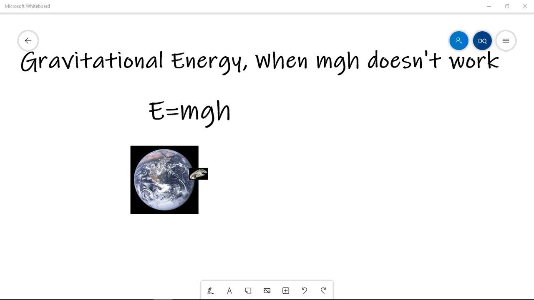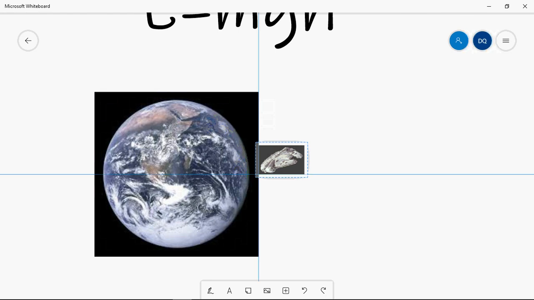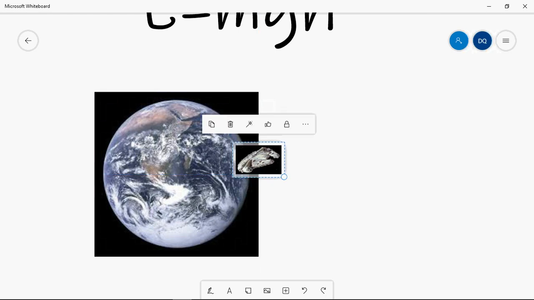Until now, we've calculated energy due to gravity as mgh. That's the mass of the body multiplied by 9.8 multiplied by the height it is above the Earth's surface. Now that works perfectly well as long as we have a body that is very close to the surface of the Earth, because when it's near the surface of the Earth, the force due to gravity is equal to 9.8 times its mass. So the energy due to gravity is equal to 9.8 times its mass times its height. That only works for very small heights.